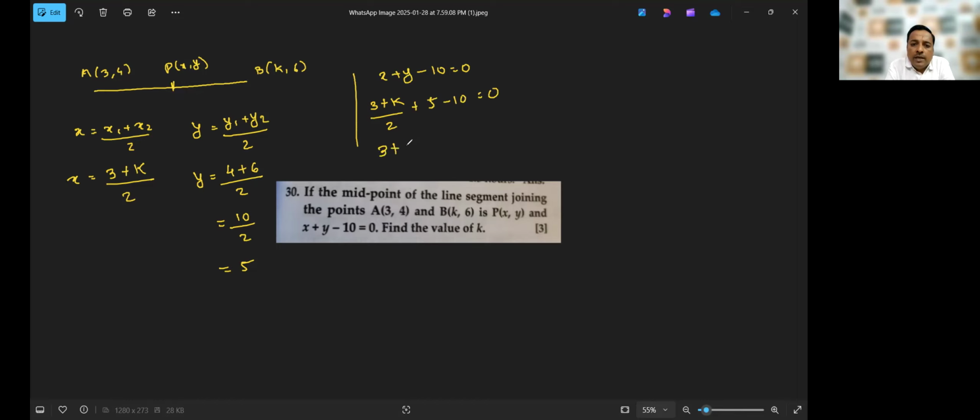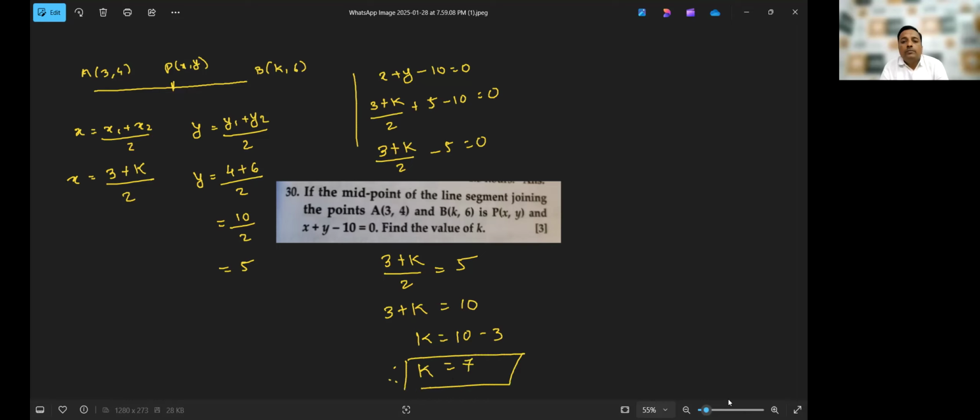So (3 plus k) divided by 2, plus 5 minus 10, that is minus 5, is equal to 0. Shift 5 to that side, it becomes plus. 3 plus k divided by 2, shift the 2 and it becomes multiply. 10, k is equal to 10 minus 3, the answer is 7. Okay, take the screenshot. Okay.